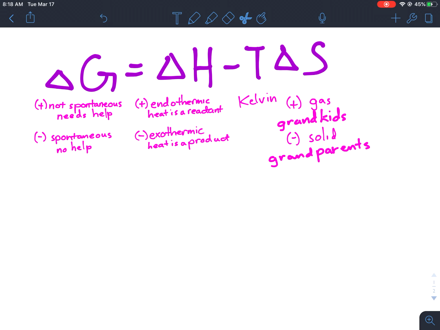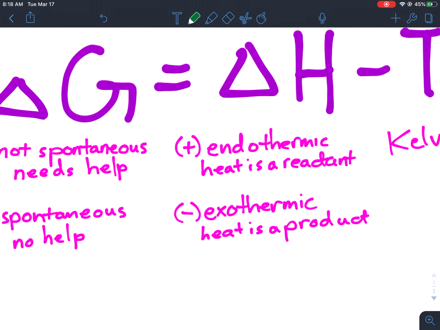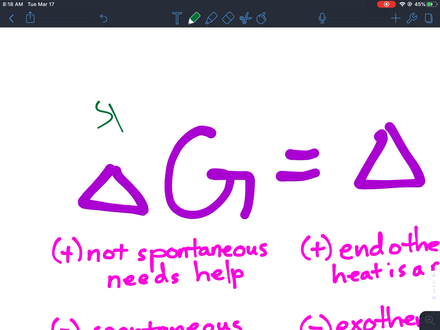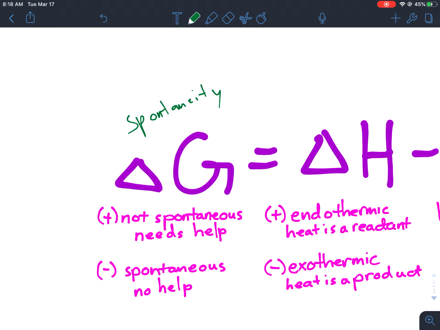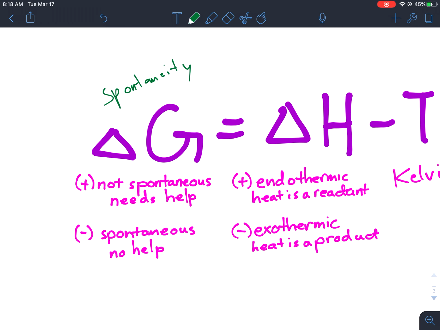All right, let's look at this delta G. We'll start with the enthalpy one. Now, it's really important that you understand what delta G is. Delta G is what we call spontaneity, okay? It determines whether the reaction is spontaneous or not.